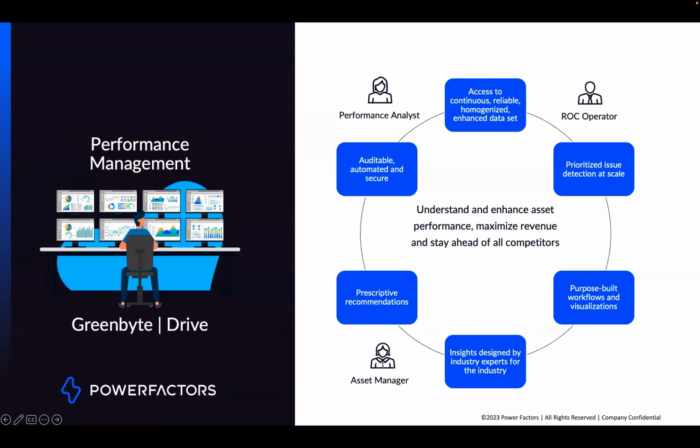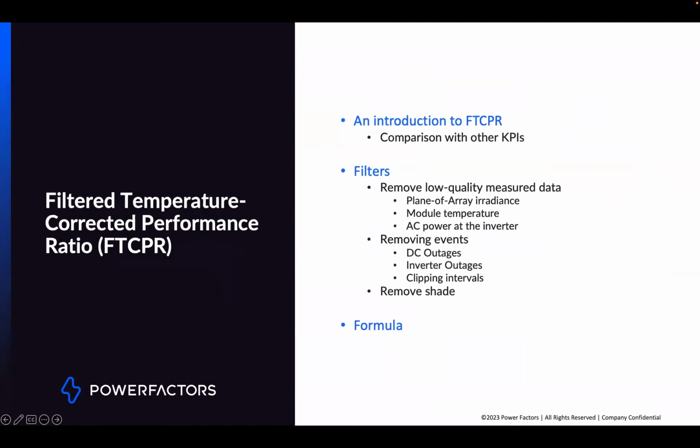Drive focuses on providing customers with easy access to all their data. One of the primary functions is real-time data validation, storage, and cleaning. It provides built-in dashboards and visualizations for event management and portfolio performance analysis. And it can also provide prescriptive recommendations for improving site performance. So in order for Drive to provide performance insights, we need a robust, flexible KPI for analysis. So we focus on something we call the filter temperature corrected performance ratio.